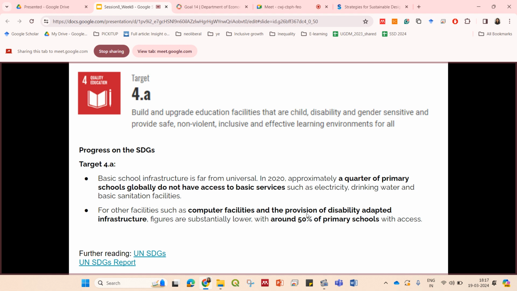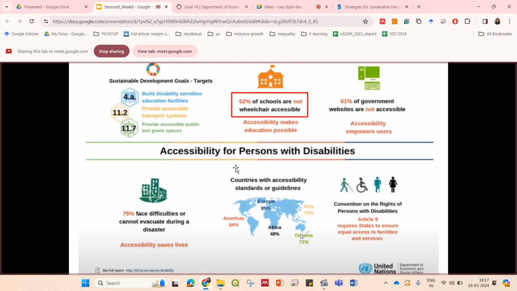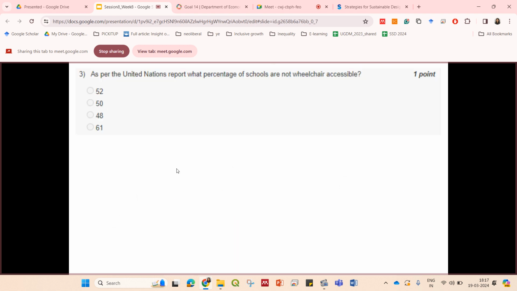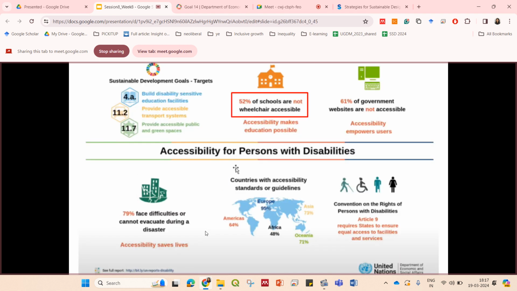So again, you can get this metric from here. So around 50% of schools don't have access. So you can get from there also that a little over 50% of the schools don't have access to such kind of infrastructure. So again, you can get the answer from there itself.